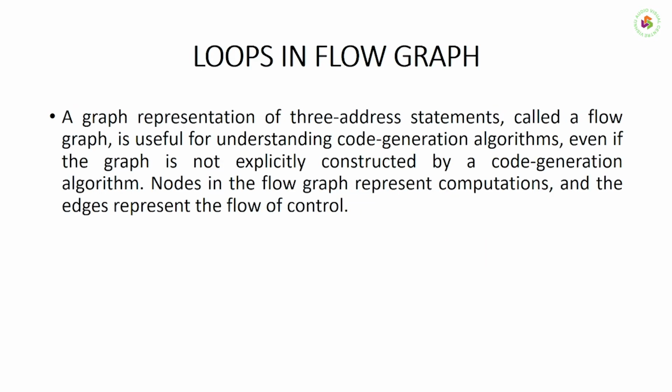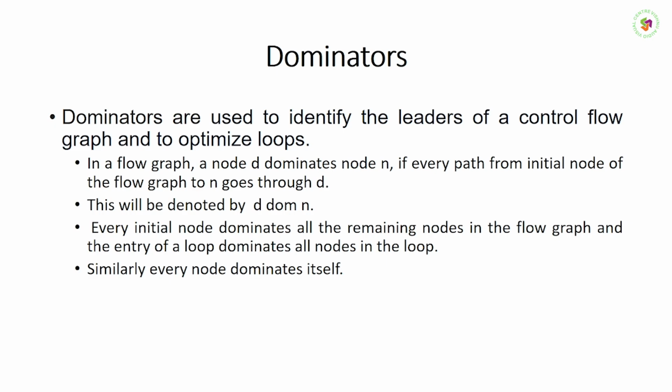So if we want to represent a 3-address statement in a graph, then we use a flow graph. The flow graph is useful for constructing the code generation algorithms. To construct the flow graph, first of all we require dominators. So what is the definition of dominators, that we'll see now. Dominators are used to identify the leaders in control flow. According to the dominators, we can identify the leaders, and according to the leaders, the program will be divided.